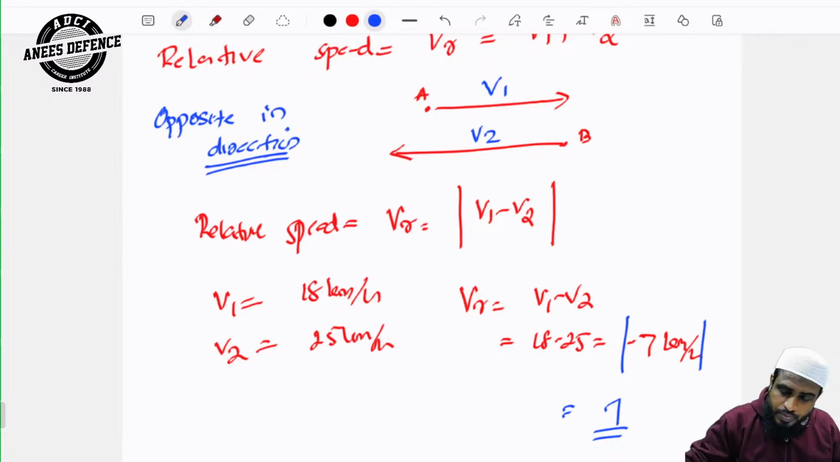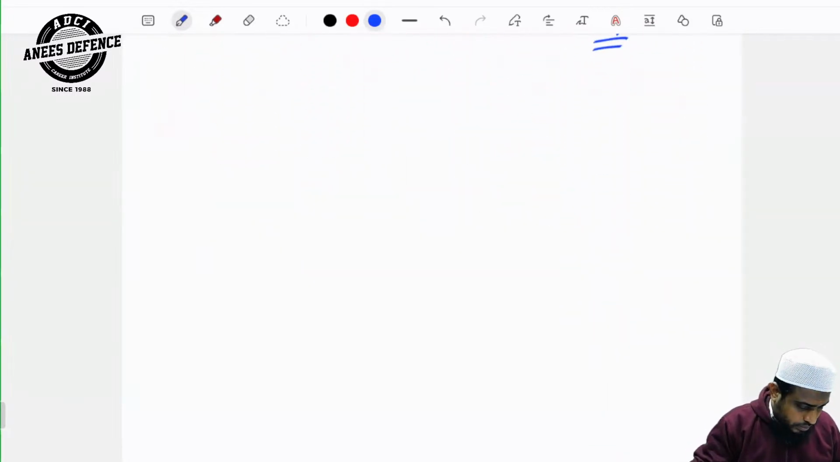We will do some example. We'll see what this question is. The speed of two trains, one moving at the speed of 80 kilometer per hour and the other at 10 meter per second. You have to calculate the ratio of their velocity.